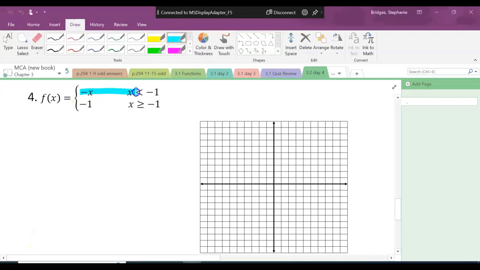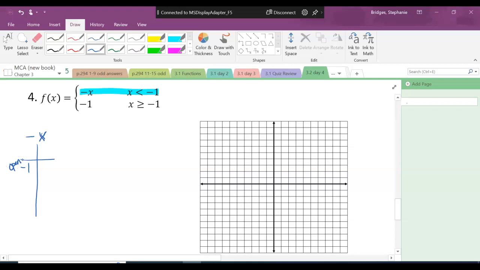So we're starting with our first function. My function is negative x. My inequality says x is less than negative 1, so we're going to start with negative 1. Would it be open or closed at that negative 1? Open. Okay, so I'm going to put myself a little note here. Maybe.